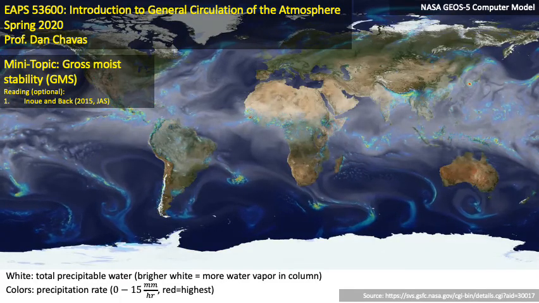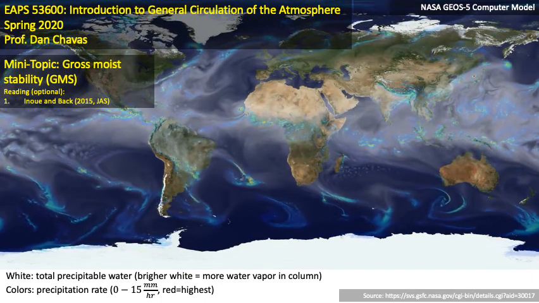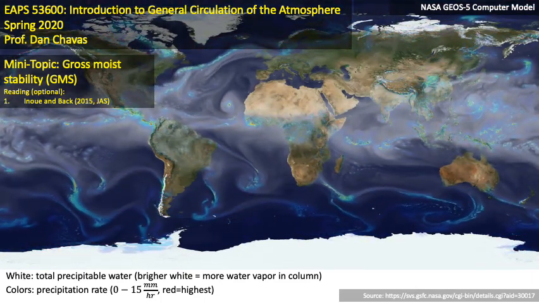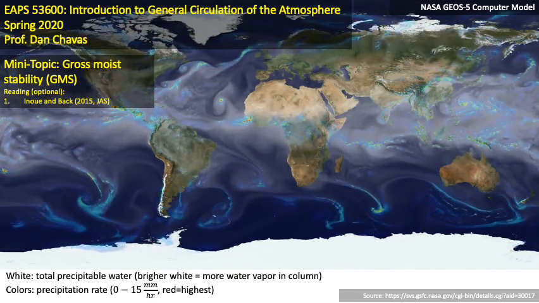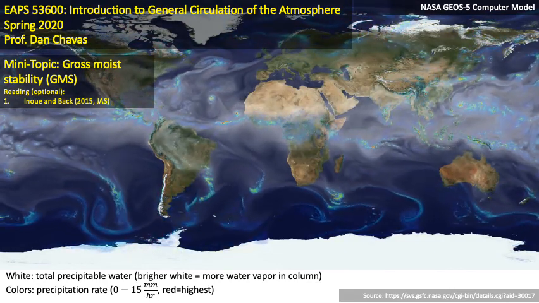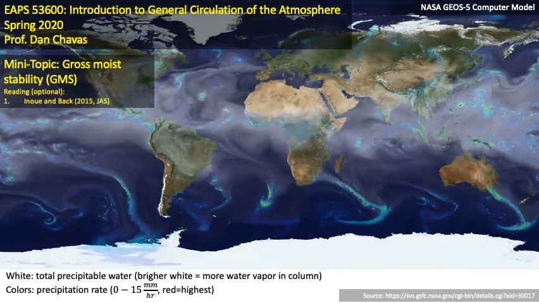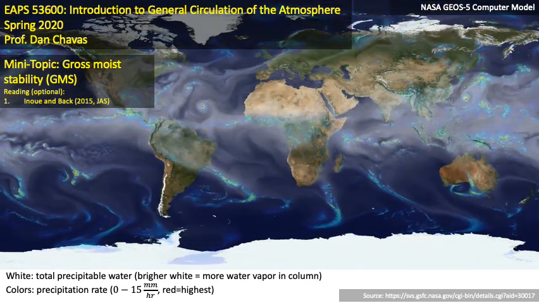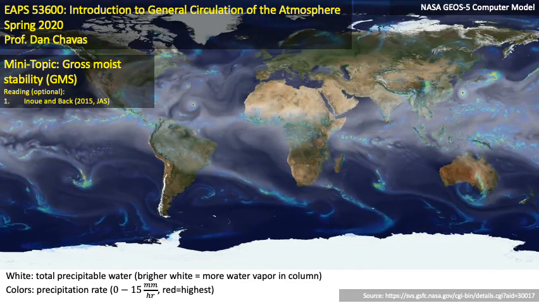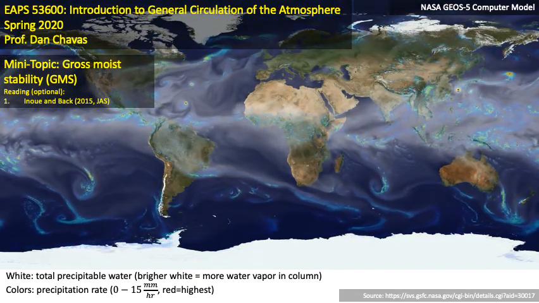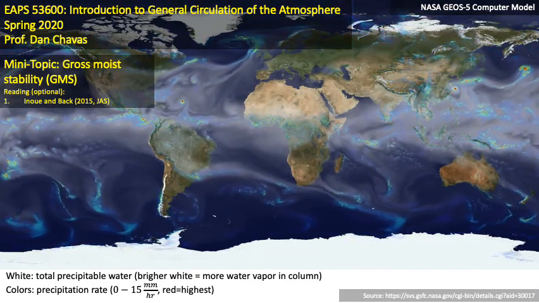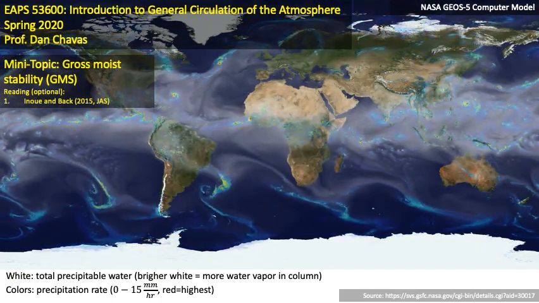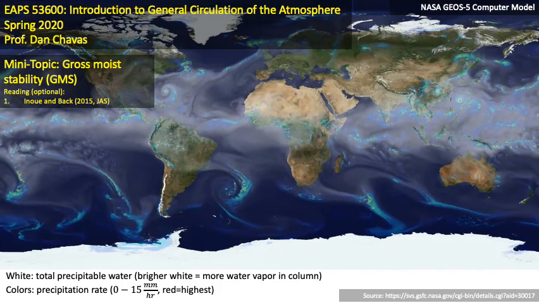All right, and now we have our third and final mini topic, very unrelated to the other 2 topics, but another concept that I just really want to introduce, which is called the gross moist stability, or GMS. And this is a very messy topic in tropical meteorology, so I'm going to give you just a little taste of this. And there's a paper that I think is, to me, the most useful starting point, Inoue and Back in 2015 in JAS.